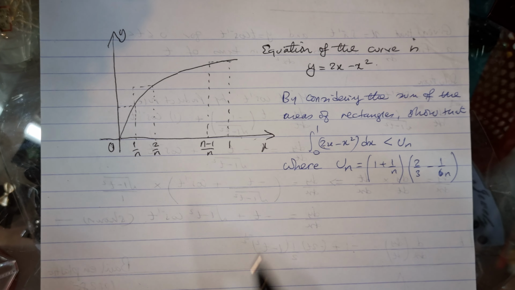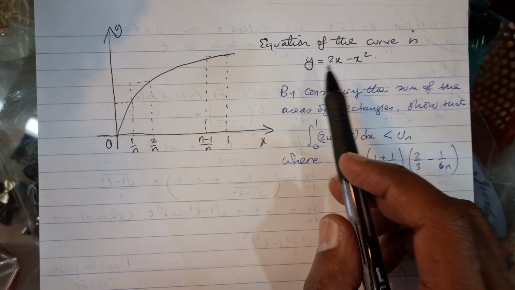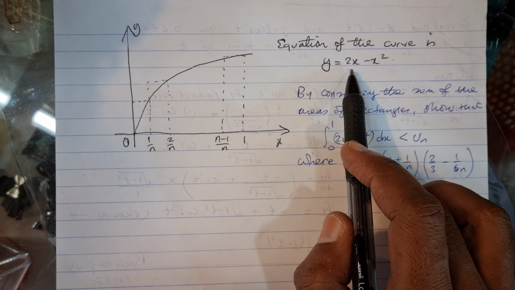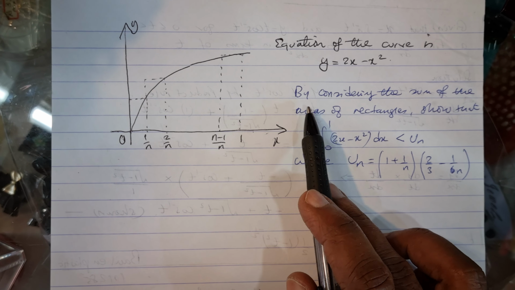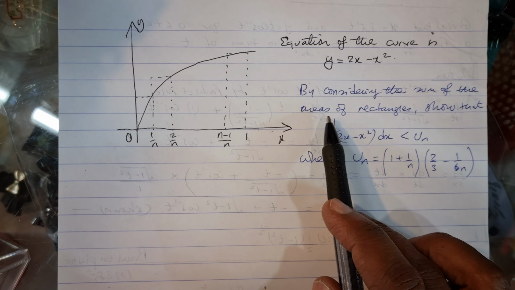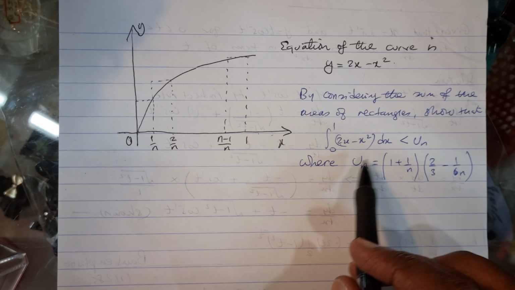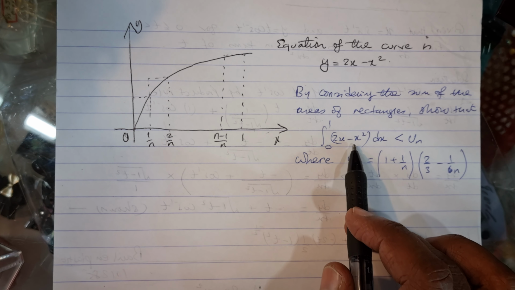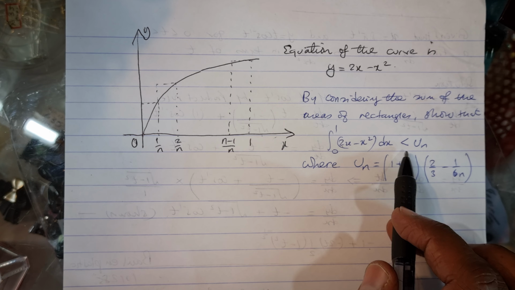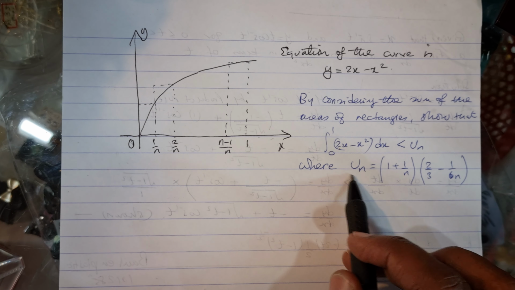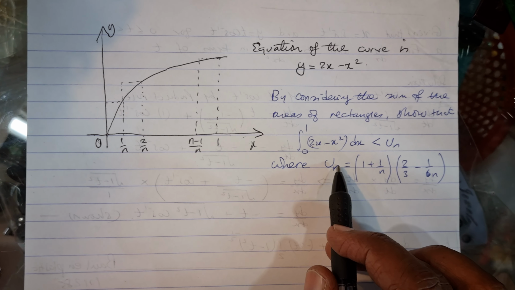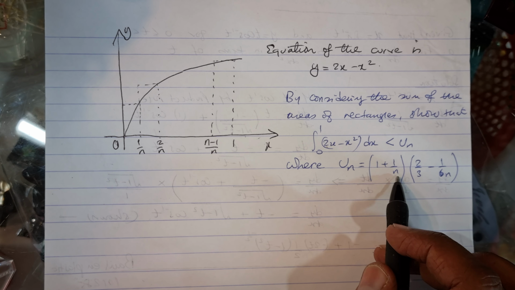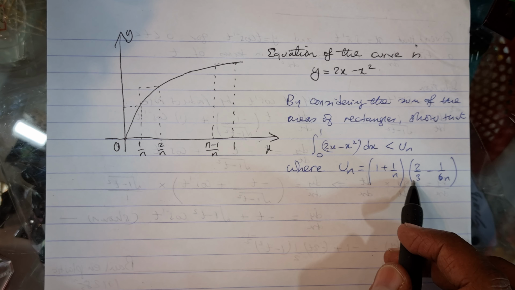Now for this question, there's a graph, and the equation of the curve on this graph is given by y is equal to 2x minus x squared, and by considering the sum of the areas of rectangles, we need to show that the integral of 2x minus x squared, limits going from 0 to 1, is less than Un, where Un is the sum of all the areas of each of these rectangles given by (1 plus 1 over n) in brackets times (2 over 3 minus 1 over 6n).